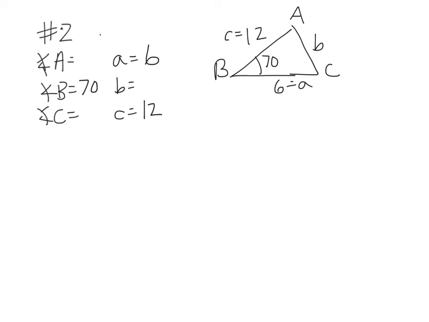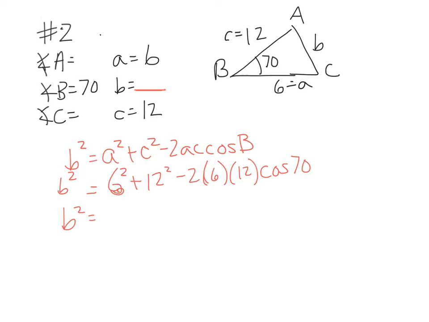And now I'm going to look and solve for this one first, B, because I know that if I write this equation, a squared plus c squared minus 2ac cosine b, the only thing that I don't know is b. Okay, so we plug in our a, our c, and we get this long expression, which is just a number. So b squared ends up being 130.7 when you do 6 squared plus 12 squared minus 2 times 6 times 12 times cosine 70. And so you square root both sides, and you get b is equal to 11.4.